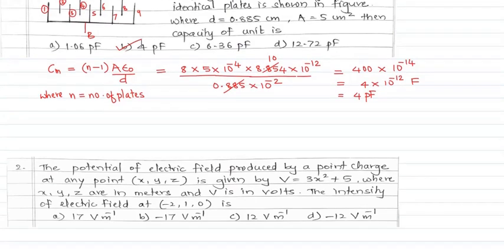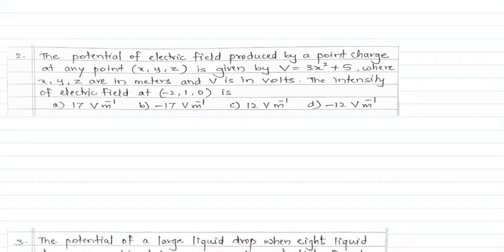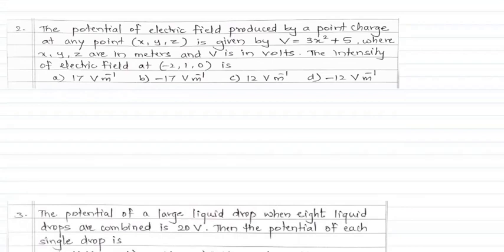Second one, the potential of the electric field produced by a point charge at any point is given by V is equal to 3x square plus 5. He has given the point, where x, y, z are in meters, V is in volt. We are required to find the electric field at this point. The relation between electric field and potential is E is equal to minus dV by dx or dV by dr. As V is only dependent on x, I am taking dV by dx.